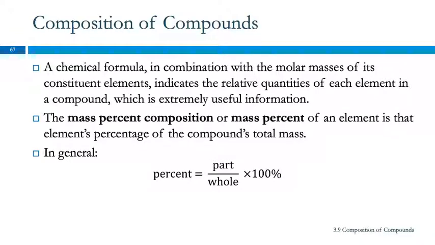So the chemical formula gives us a lot of information about the composition of the compound. And then if we combine it with the molar masses of the elements, we can get relative masses, relative quantities of each element. So one way to express this is the mass percent composition, or sometimes just called the mass percent. And this is the percent by mass of one of the elements in the compound.